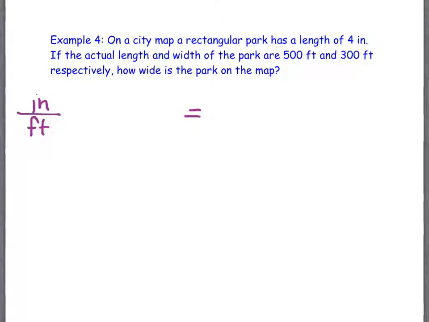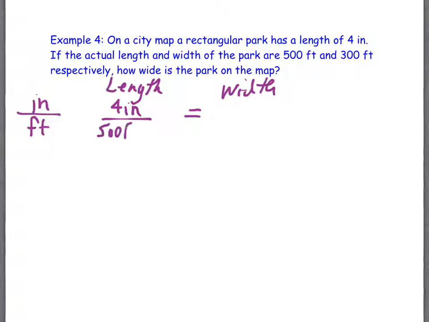Okay. No, I didn't say that right. Length versus width is the other one we had. Sorry. Length versus width. There we go. All right, so in inches, what is the length of my park? 4. In feet, what is the length of my park?